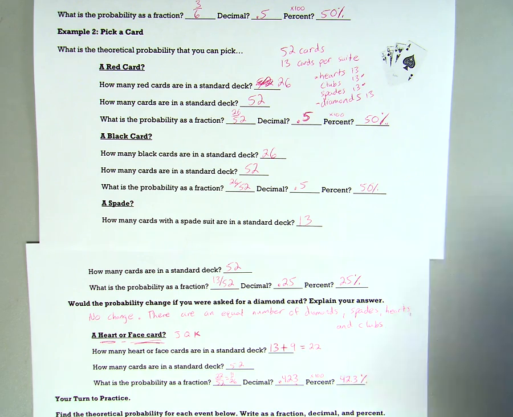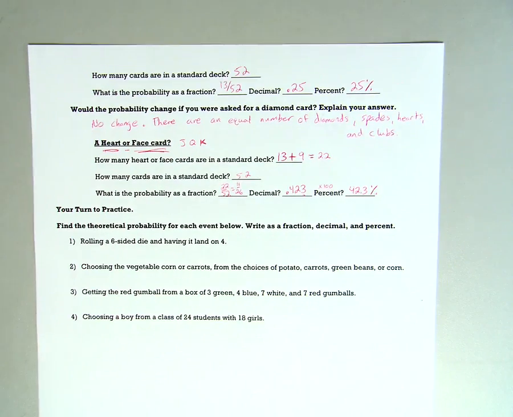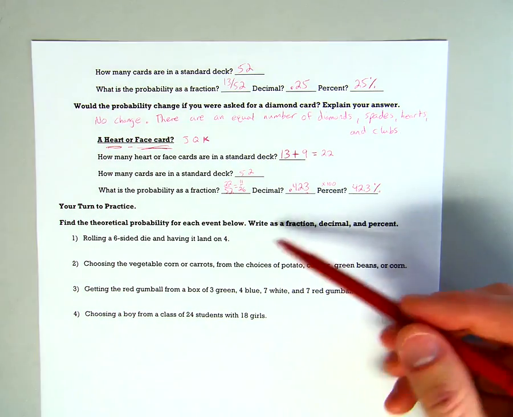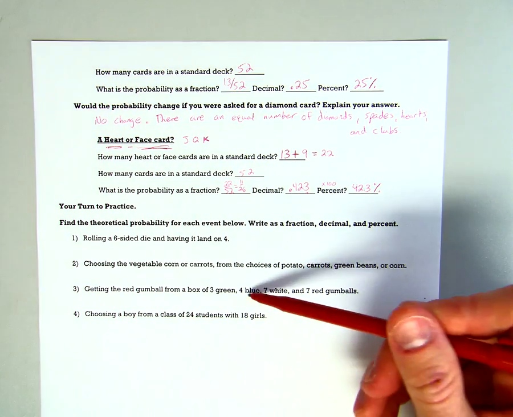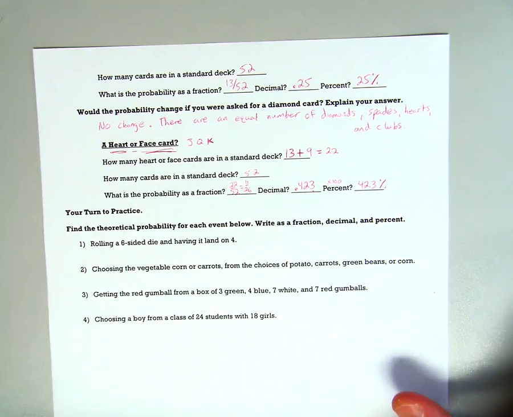Alright, so it's your turn to go ahead and pause the video. I'd like you to go ahead and try our 4 problems here about rolling the dice, choosing a vegetable, gumballs, and then boys and girls in the classroom. Once you've solved those problems on your own, you may go ahead and start the video back up, and we'll talk about your answers.